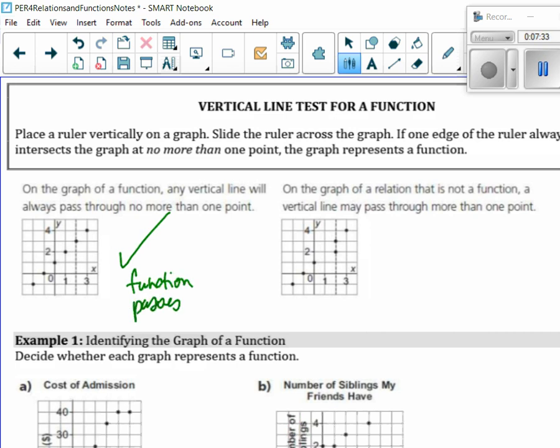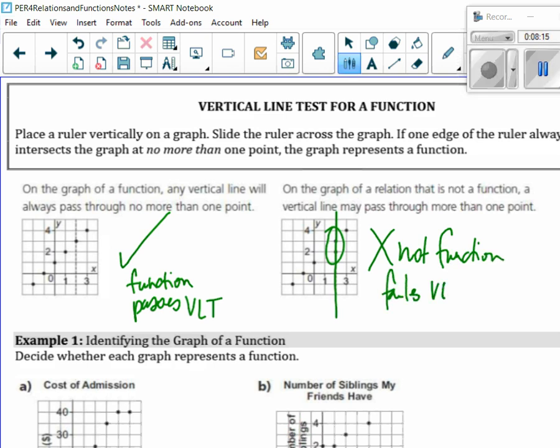So this is a function. It passes the vertical line test. Okay, so I'm going to abbreviate vertical line test as VLT. So going back to the definition of a function, when x is -2, y is -1. When x is -1, y is 0. Do you see, for every one, there's only one y or output, right? So now let's scan this way. Do you see right here? It fails the test. It went through 2 points. Yes? So this is not a function. Fails the vertical line test.